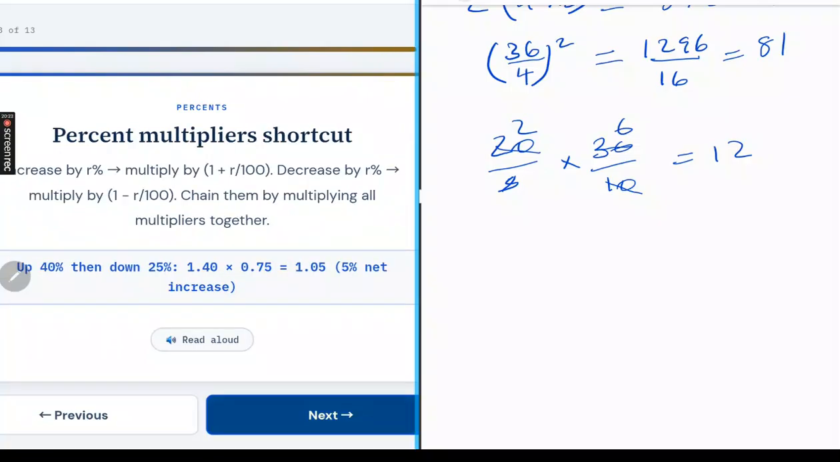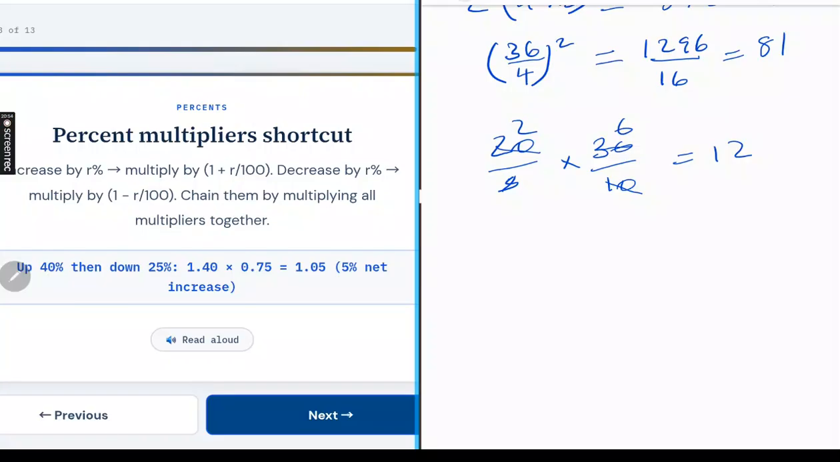That is the same concept here. It's only showing how to get up 40%. Up 40% is 1 plus 40 over 100. See that 40 over 100 is 0.4, plus 1, that is 1.4. Down 25% means 100 minus 25, which is 0.75.